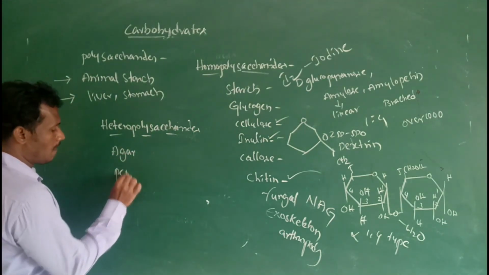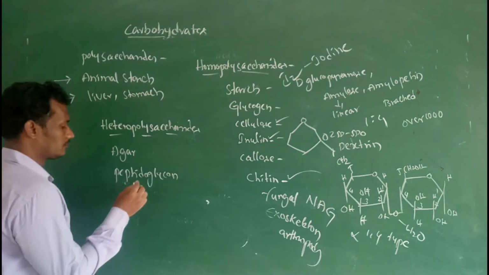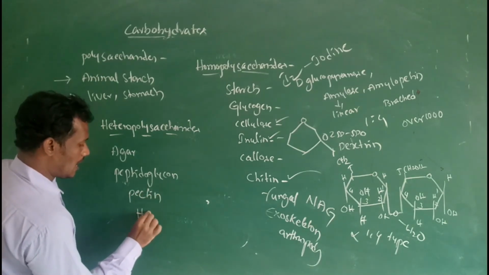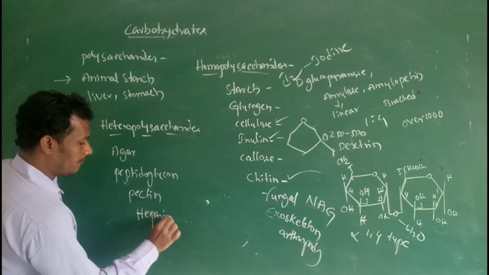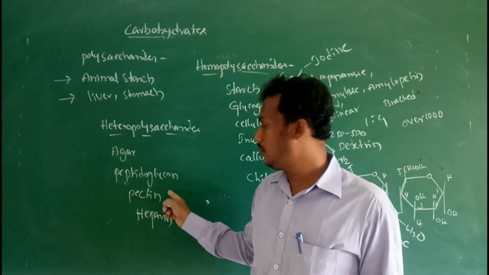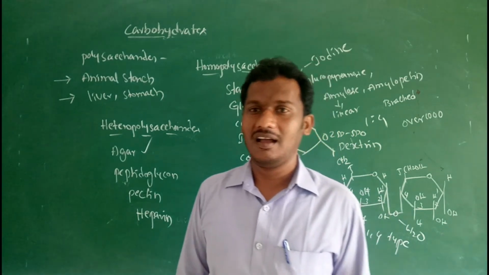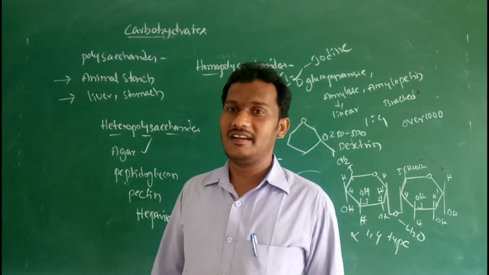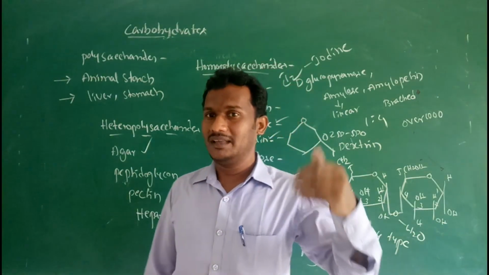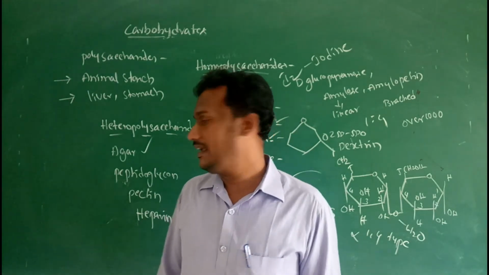agar, peptidoglycan, then pectin and heparin. These are heteropolysaccharides. Agar-agar is an industrial product. We can obtain agar-agar from algal members, Rhodophyceae members, Gelidium and Gracilaria.